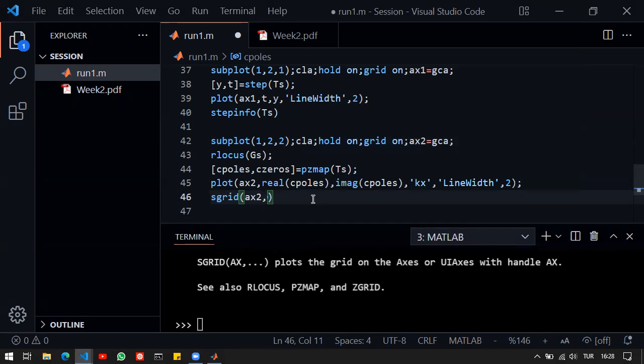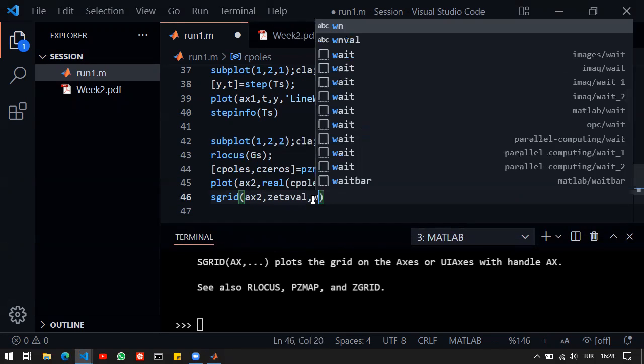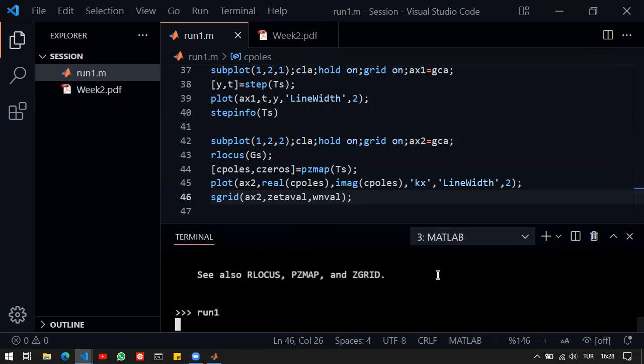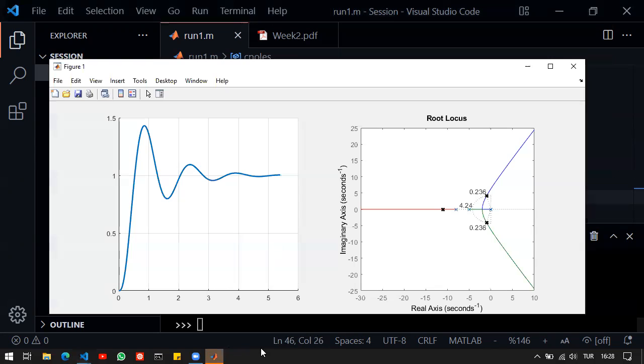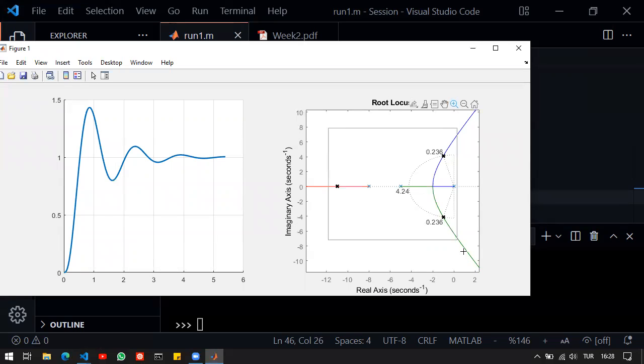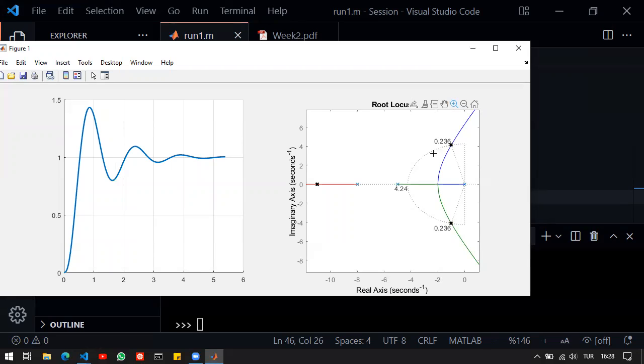So let's have zeta val and omega n val. So there we go. Now let me zoom in a little bit. I hope that you can see it, but there's a circle here that has this radius 4.24. And then there are two lines, basically symmetrically. And there's a value called 0.236. So one of them is zeta and the other one is omega n.